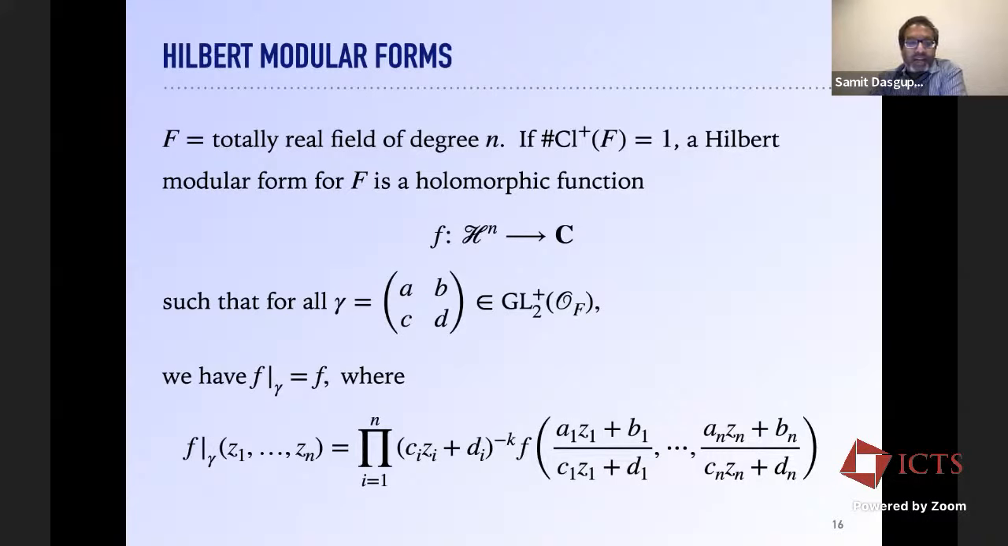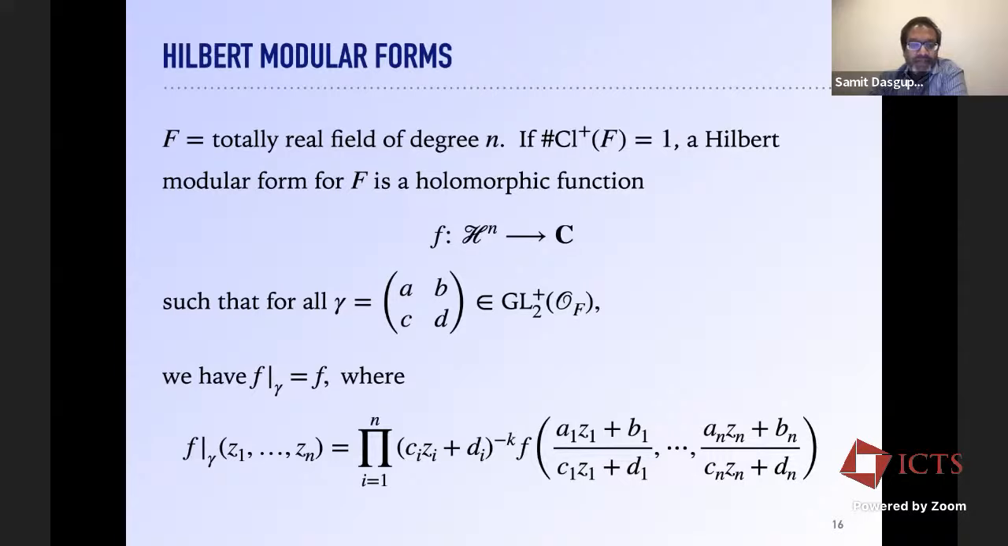So if I take a matrix (A, B, C, D), what is GL2 plus of O_F? These are matrices in GL2 of O_F, the ring of integers of F, that have totally positive determinant. It means that under every real embedding of F, the determinant is positive. Then you can define an action.